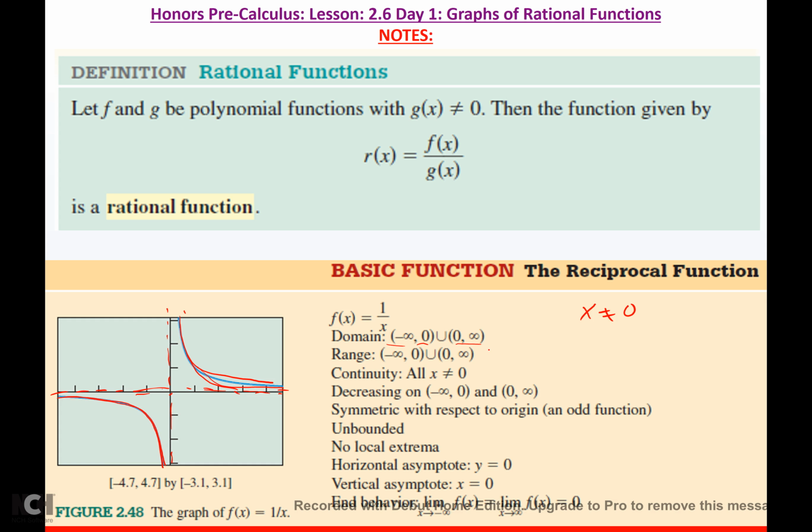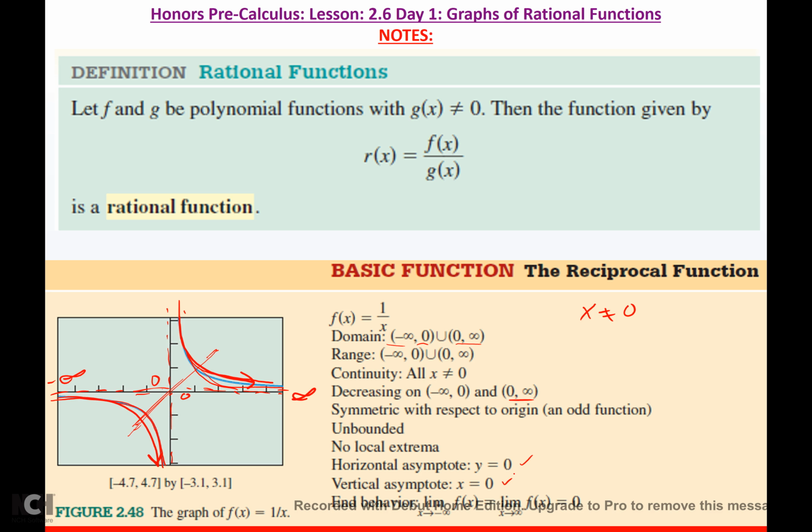It's decreasing from negative infinity to 0 because as I go from negative infinity to 0, the function is going down. And from 0 to infinity, it's also decreasing because if I trace it, it's going down. It's symmetric with respect to the origin. It's an odd function because you can tell it reflects diagonally. It's unbounded. There's no local extrema. Your horizontal asymptote is y equals 0, like I talked about, and the vertical asymptote is x equals 0.